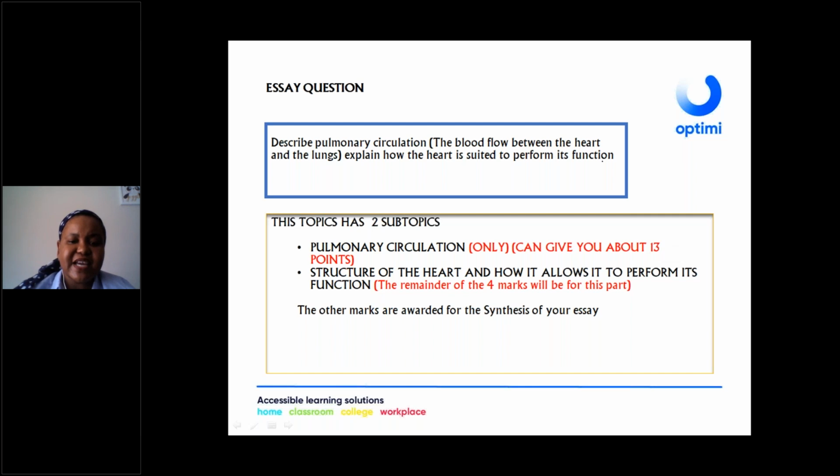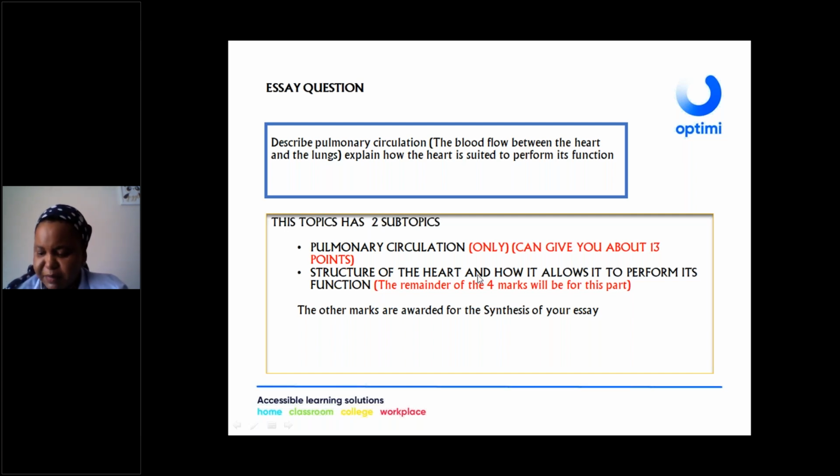Remember, three out of the 20 marks go for synthesis. Basically they will be looking at whether your essay is logical. Do you build up your discussion logically? Is everything that you needed to mention mentioned there? That's what the 3 marks are for. The 17 marks will be content. So if 13 marks go to the pulmonary circulation, the one subtopic, it will leave you with 4 marks. The remaining 4 marks are for describing the structure of the heart and how it allows itself to perform the function that it needs to perform.